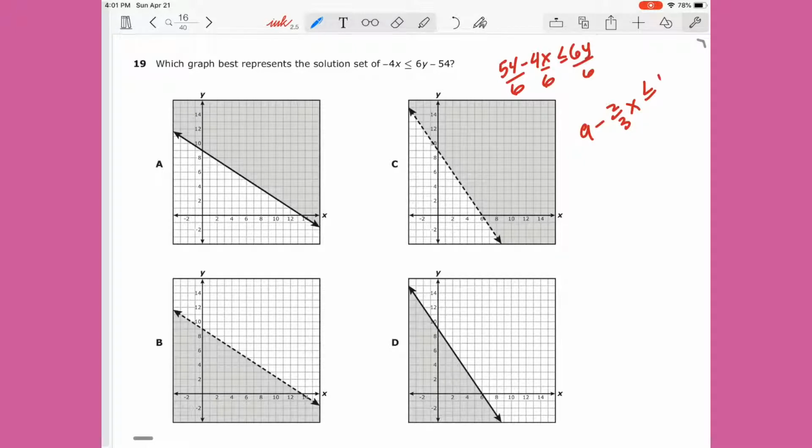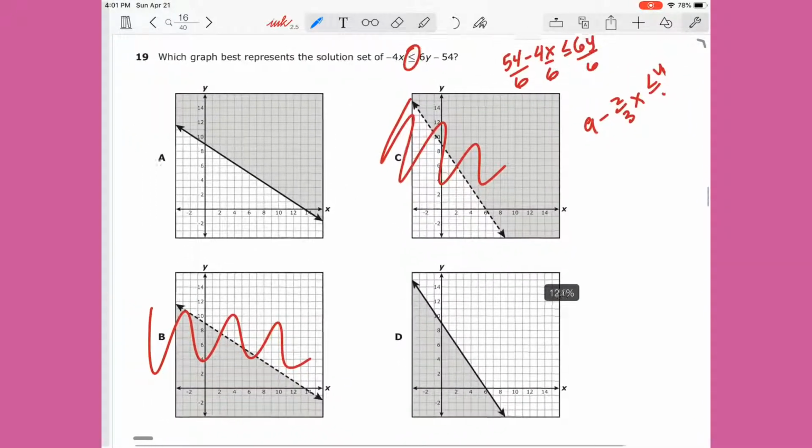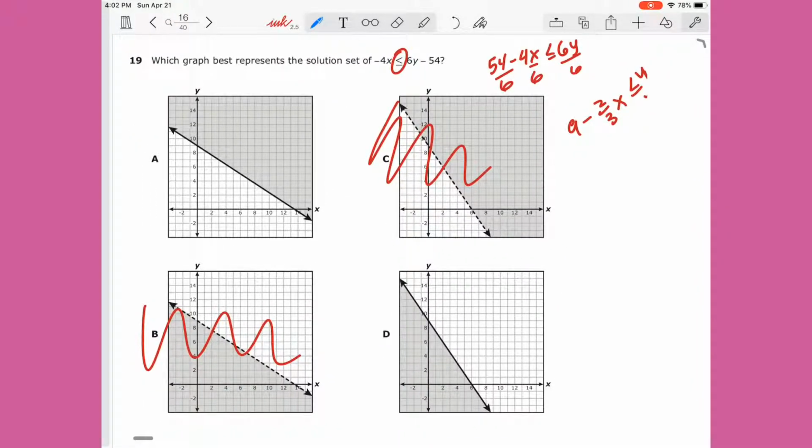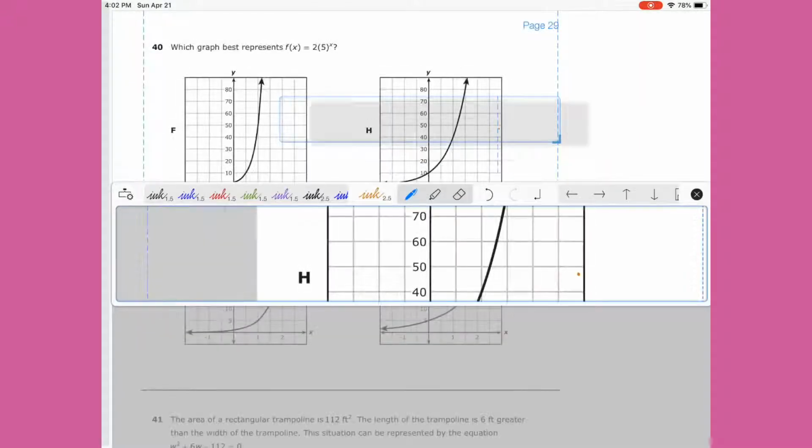I can eliminate some of my answer choices. I can eliminate C because that has a dashed line, and I can eliminate B because that also has a dashed line. Our inequality has a solid line, so that lets us know that we are going to have a solid line for our graph. Now, I need to check my slope because both of these have different slopes. Yep, they have different slopes. So this has a slope of negative 2/3. So I'm going to pick that point there.